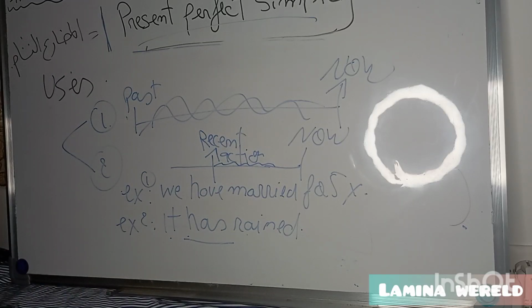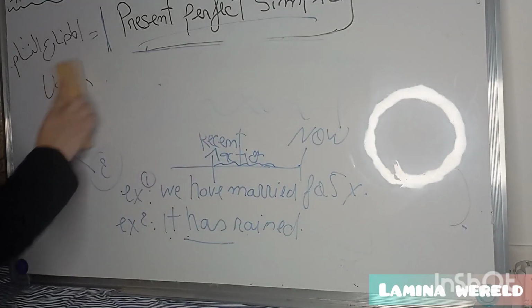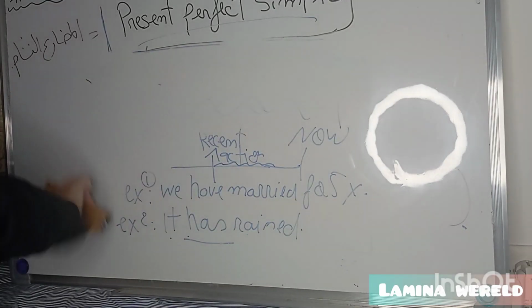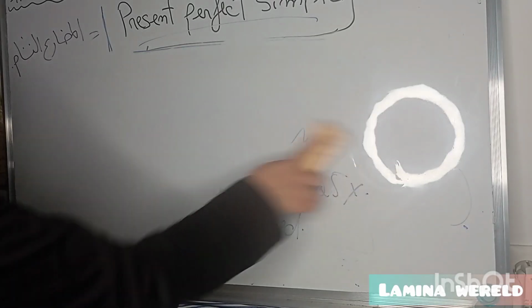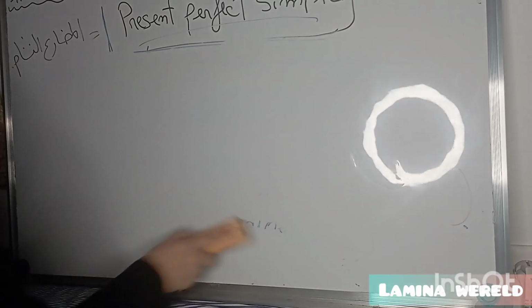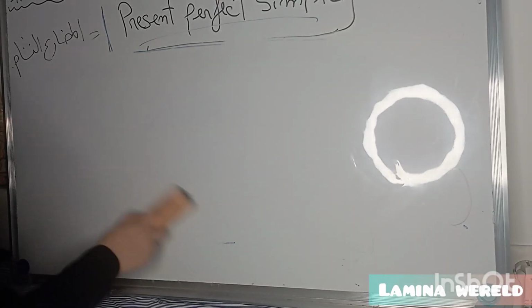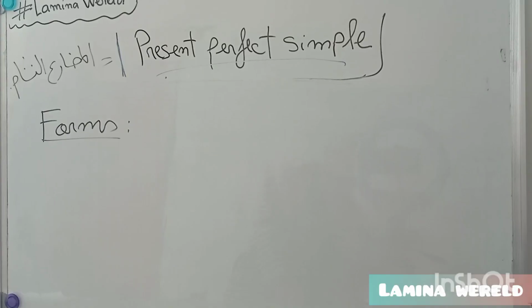Okay, so this is it. Focus on the 2 uses, and now we will move on to the forms of the present perfect simple. I hope it is clear. And if you still have problems with the 2 uses, I will give you more explanation on it. Just comment below and ask me whether you understand or not. Okay? Now let's move on to forms of present perfect simple.